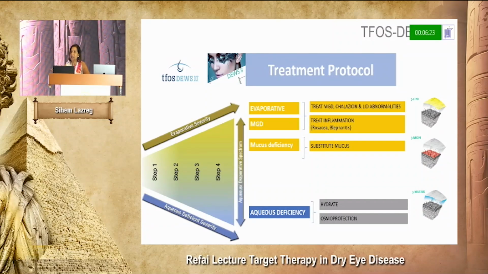Then what will be the treatment protocol? In evaporative dry eye, we need to treat the evaporation and the MGD, treating the chalazion and the lid abnormalities, and treating the inflammation, for example if you have rosacea. In a situation of mucus deficiency, we need to substitute this mucus, and as I told you, we now have many eye drops mimicking the mucus. In case of aqueous deficiency, we need to hydrate, or to osmoprotect, or to retain the tear film.